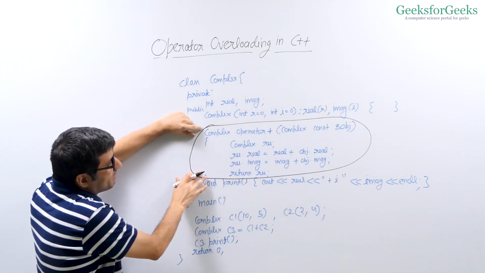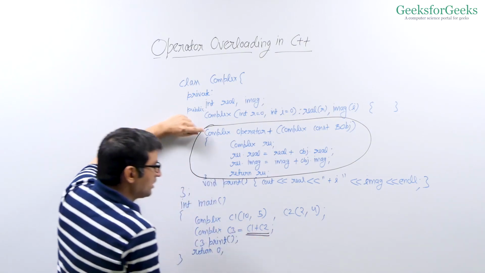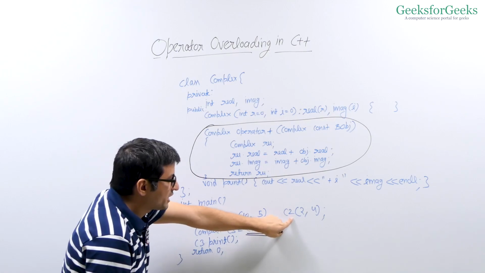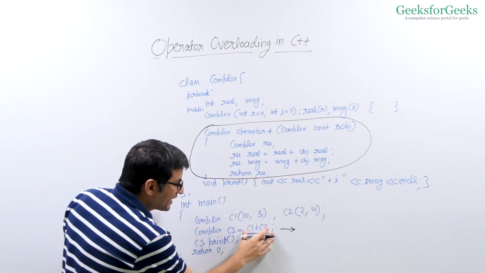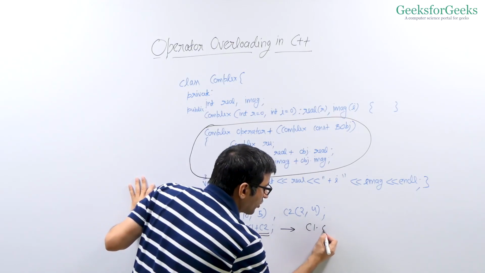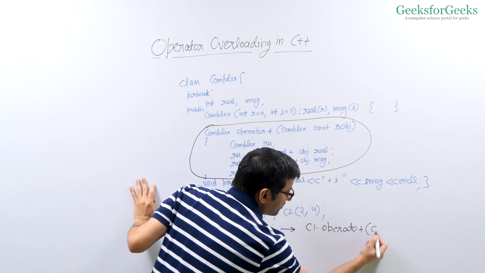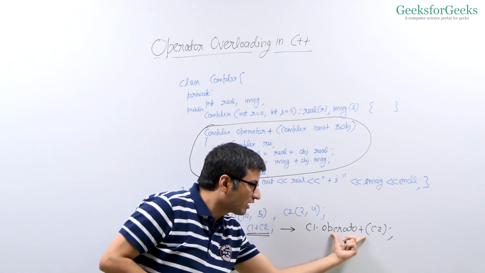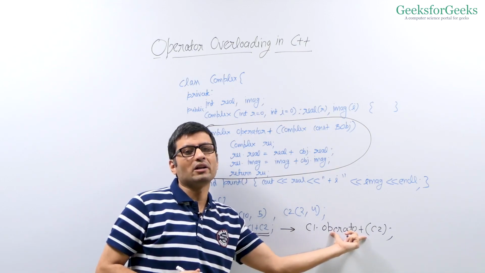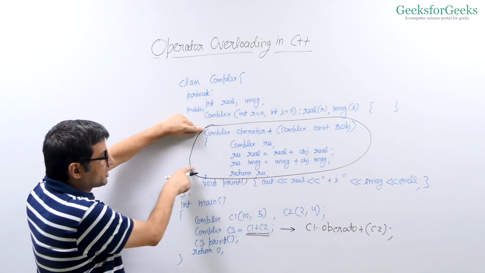So this function plus is called here when you use C1 plus C2. We created two complex class objects, C1 and C2. And when we did C1 plus C2, this acts as a function call, C1.operator+(C2). This is how this line is treated internally by the compiler. This becomes a function call, and this function is executed.